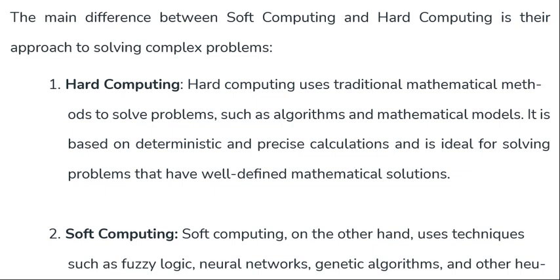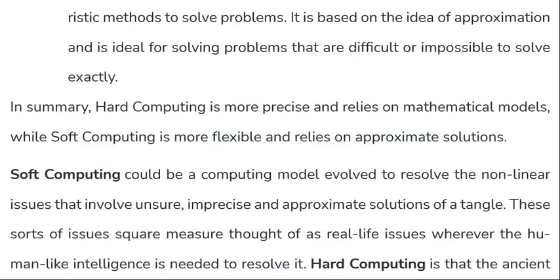2. Soft computing. Soft computing, on the other hand, uses techniques such as fuzzy logic, neural networks, genetic algorithms, and other heuristic methods to solve problems. It is based on the idea of approximation and is ideal for solving problems that are difficult or impossible to solve exactly. In summary, hard computing is more precise and relies on mathematical models, while soft computing is more flexible and relies on approximate solutions.